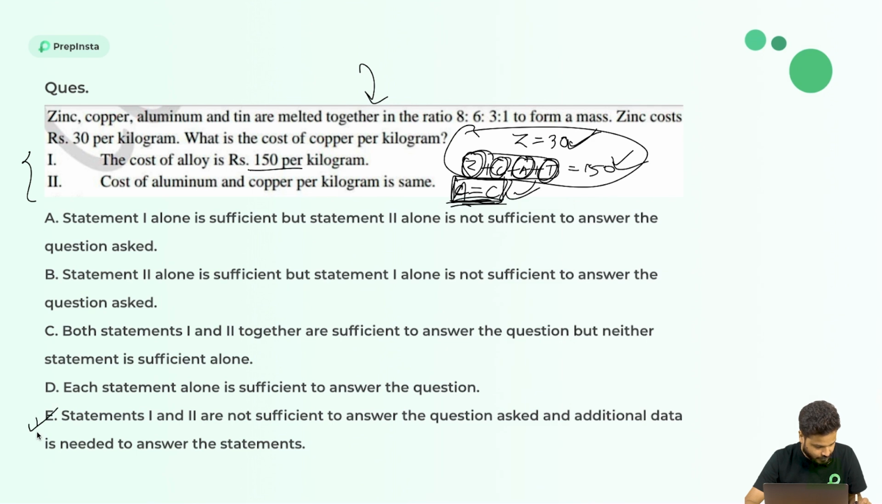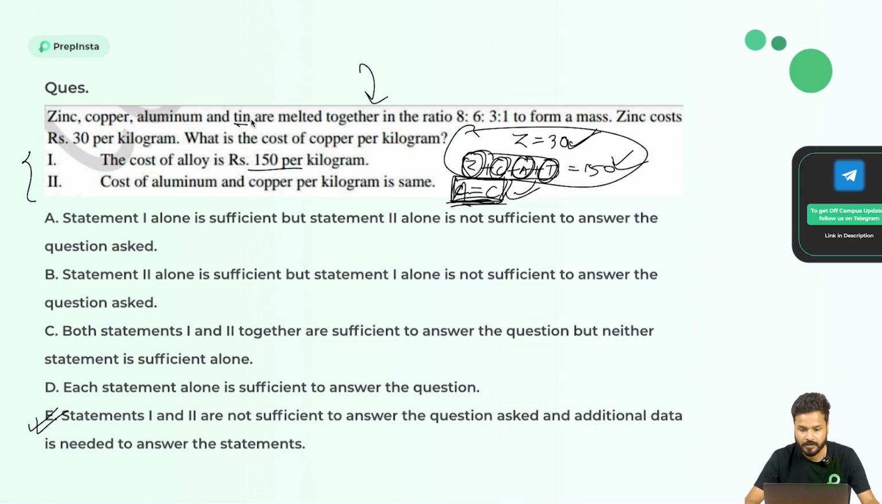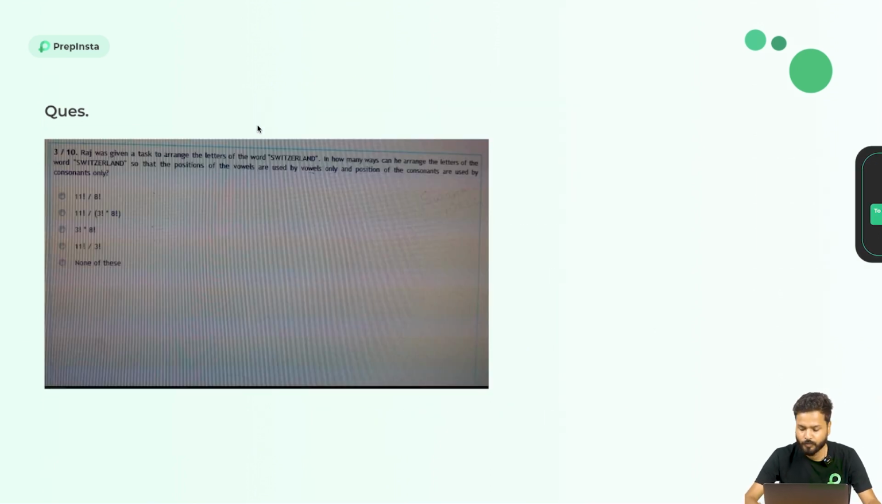So what would be the answer? Option number E would be the answer. We need additional data to answer this particular question. Maybe one more equation wherein they have given me in what ratio. So maybe the cost of, let's say, tin is also given. In that case, we can solve this particular question. Okay. So moving on to the next question, guys.